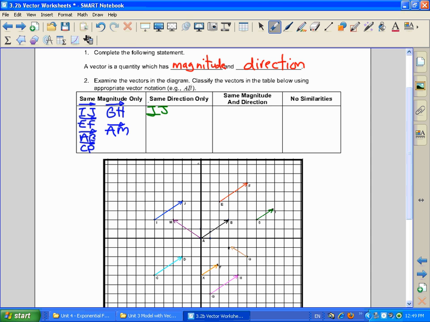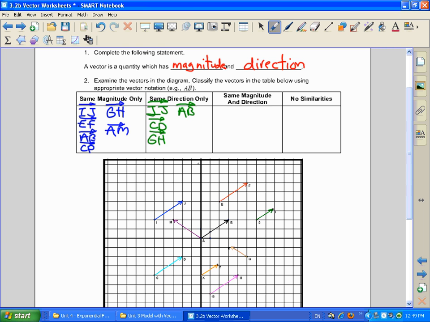Okay, so with vector IJ, which ones match it? Well, CD matches that one. Okay, GH matches that one. AB matches that one. Okay, which other ones go in the same direction? There's still a couple more.